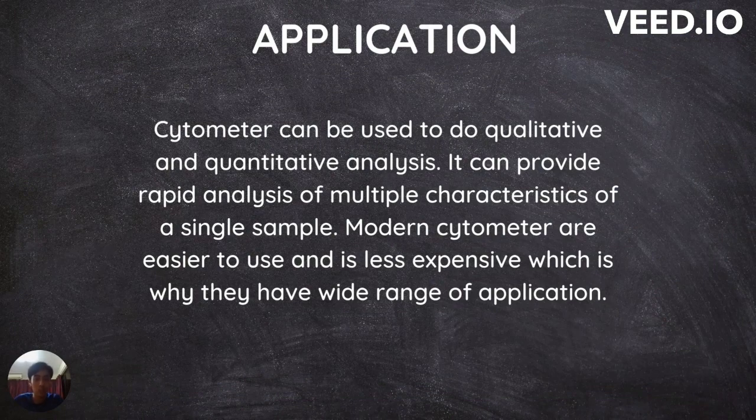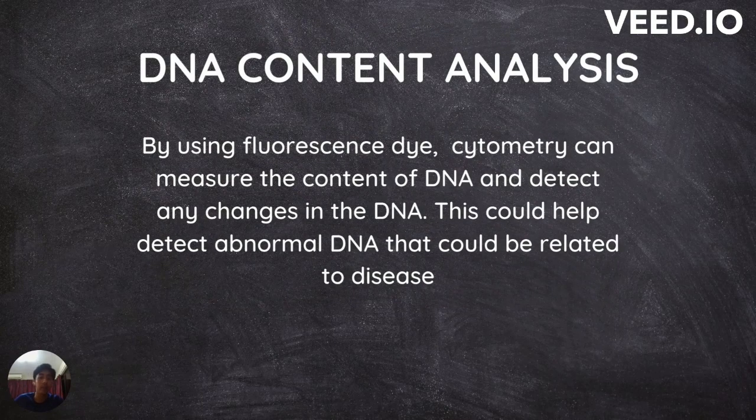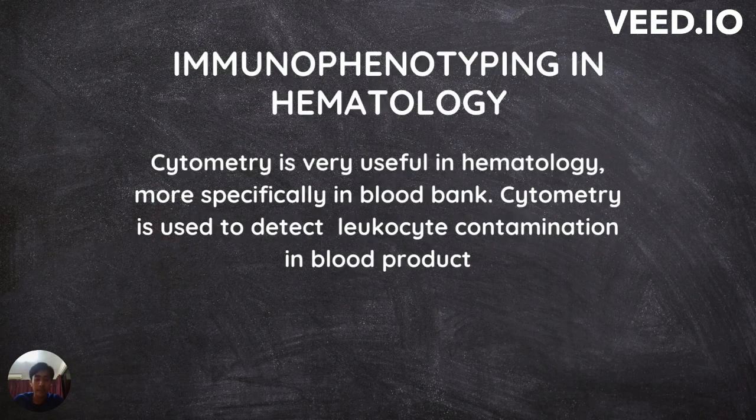Cytometers can be used to do qualitative and quantitative analysis. They can provide rapid analysis of multiple characteristics of a single sample. Modern cytometers are easier to use and less expensive, which is why they have a wide range of applications. For example, DNA content analysis. By using fluorescent dye, cytometry can measure the content of DNA and detect any changes in the DNA. This could help detect abnormalities in the DNA that could be related to disease.